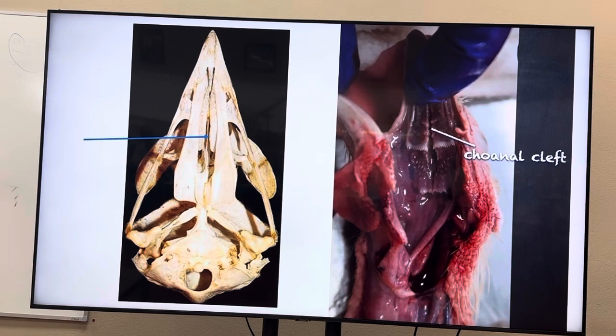So have we seen anything close to this in mammals? In mammals, the choana is the passage from the nasal cavity into the nasopharynx, isn't it? So the nasopharynx is absent in birds.